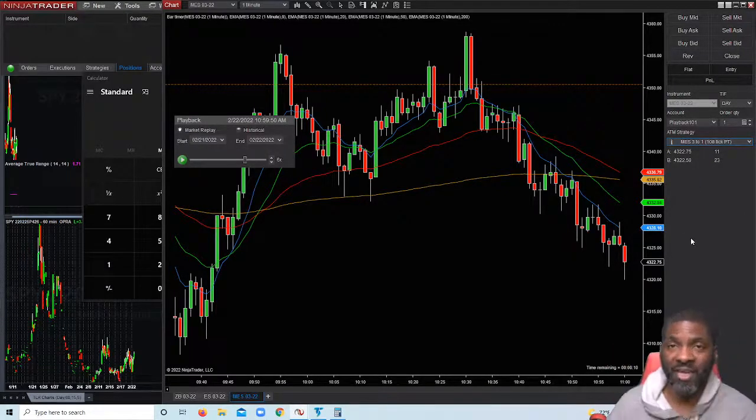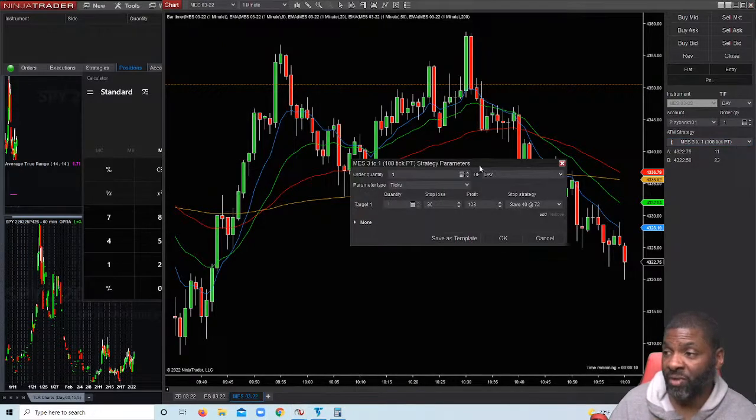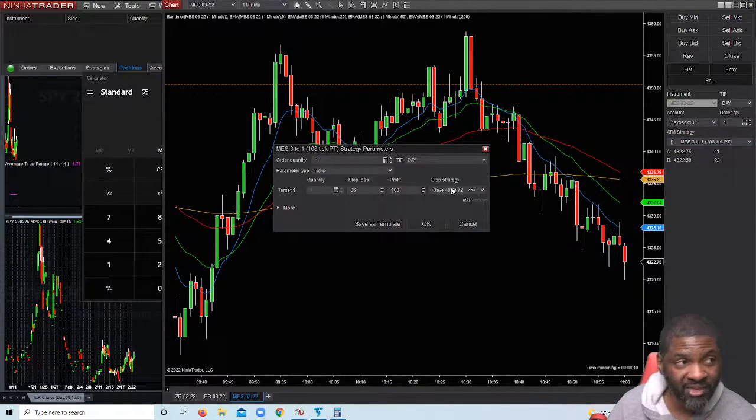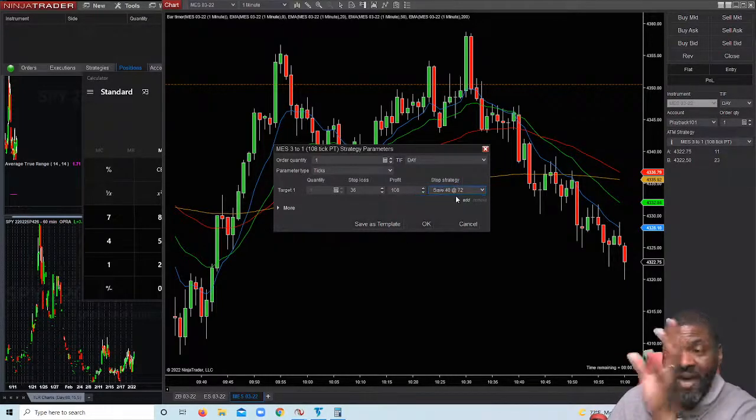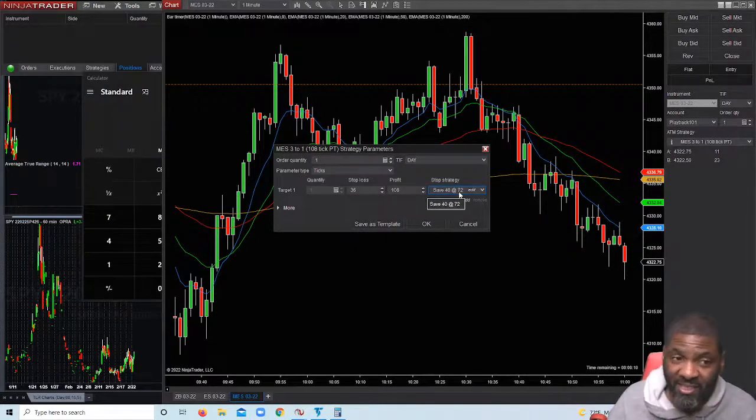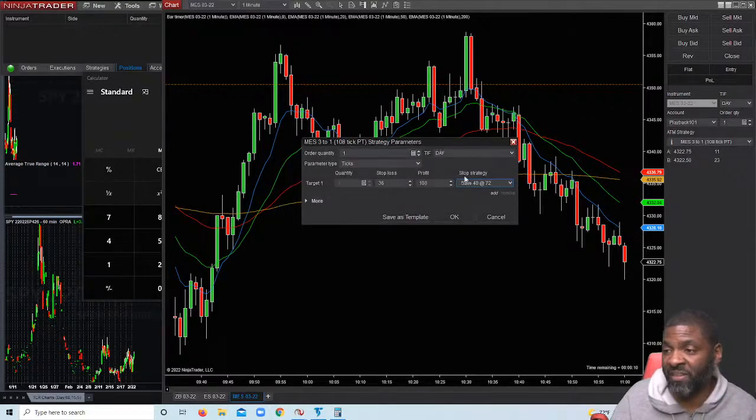So now when you select that, everything that you saved inside it stays. Because if I come here and go to edit that ATM strategy, you'll notice under the stop strategy, that stop strategy template that I saved is automatically in there because I saved that as a part of the ATM strategy.